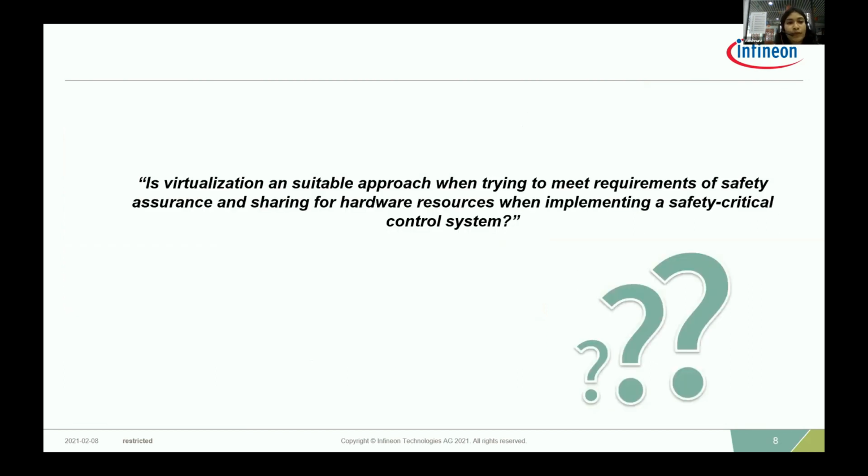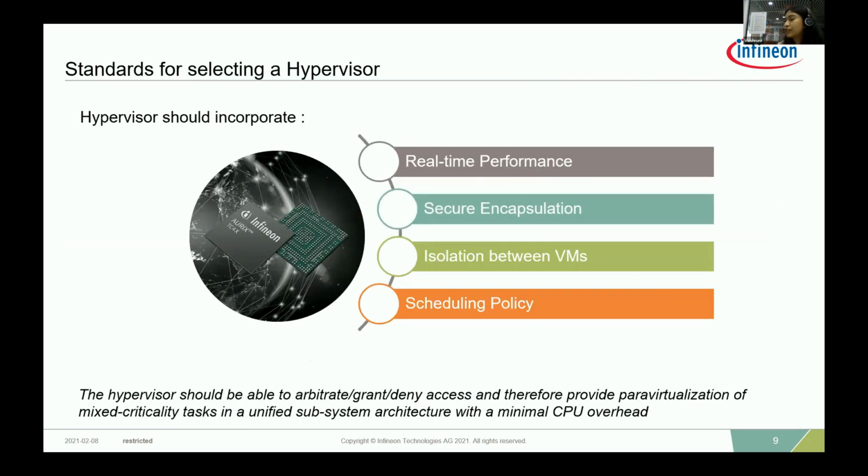Now comes the question: where is virtualization a suitable approach when we are trying to meet the requirements of safety assurance and sharing of hardware resources when implementing a safety critical control system? To answer this question, it depends on factors such as the selection of your hypervisor and protection mechanism. As I showed in the figure in the slide before, the hypervisor is the most critical thing that creates our virtual machines.